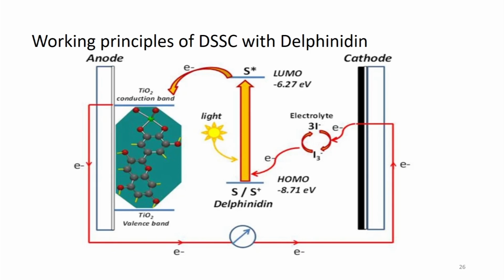Now, the working principle of the DSSC with delphinidin dye. This is a natural dye. How delphinidin absorbs the light from the solar energy, how it transfers to the titanium conduction band, and then from titanium it goes to the external circuit to the cathode, because this is a photoanode which is made from titanium dioxide. And this is how the circuit gets completed, and the electrolyte, that is the iodide to triiodide system, gives the electron back to the oxidized dye. So, this is a pictorial description of the working principle of DSSC with delphinidin. We can call it NDSSC.